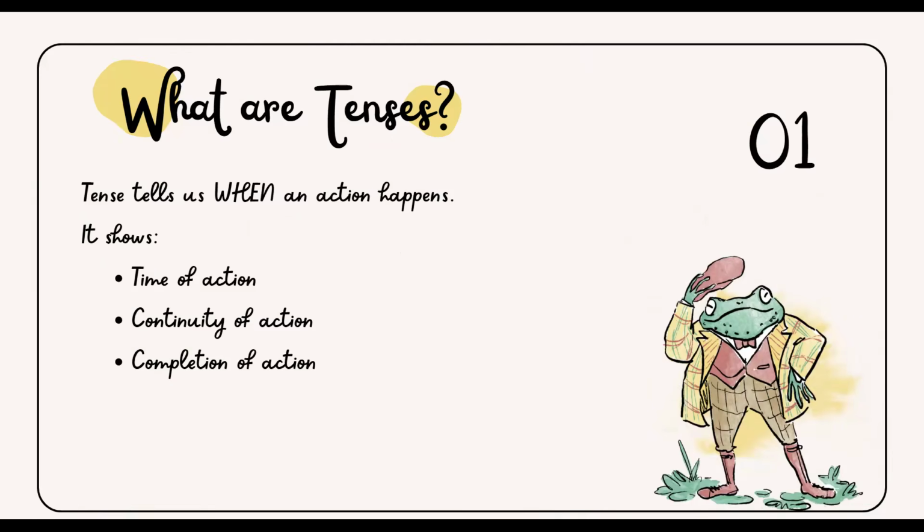Let us first understand the basic idea. What are tenses? Tense tells us when an action happens. Whenever we make a sentence, the verb changes according to time. That change in the verb is called tense. Tense answers three basic questions. Is the action happening now, or in the past, or in the future? Is the action going on or not? Is the action completed or still continuing? So remember, tense is equal to time plus verb form.